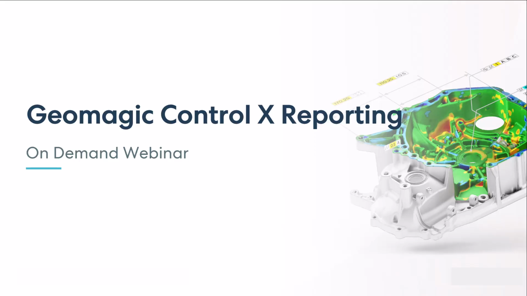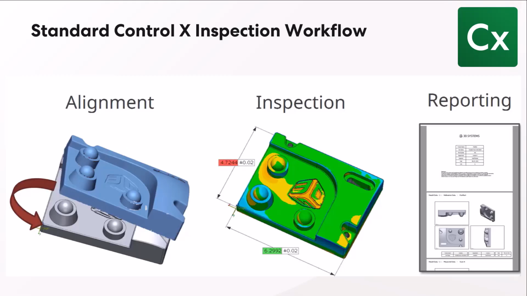Hello, everyone. Once again, my name is Jeff Moody, and today we're going to be talking about Geomagic Control X reporting. So the standard Control X inspection workflow consists of three primary segments: alignments, inspections, and reporting on those inspections. Today we're going to be focusing on the reporting, and to start a report, we need to bring up our report generator.